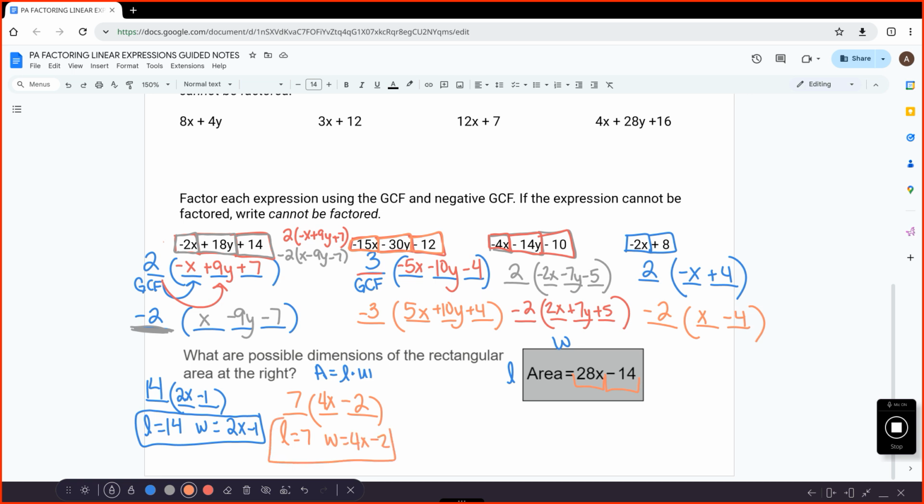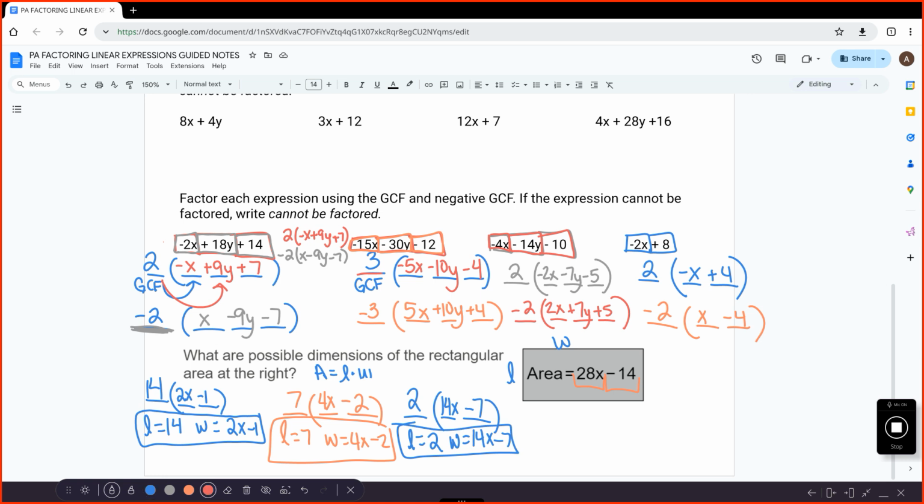All right, another factor that we could use to factor out both the 28x and the negative 14 is 2. Right, so 28x divided by 2 will get you 14x. Negative 14 divided by 2 will get you negative 7. So you could say your length is 2 and your width is 14x minus 7.